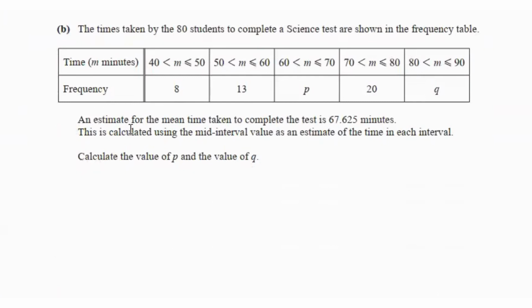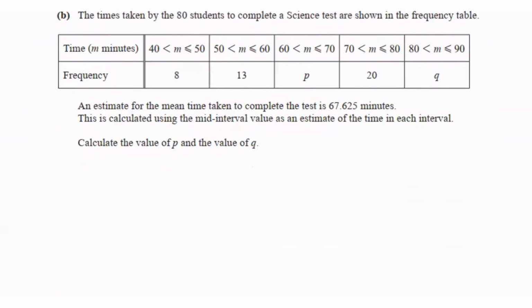Part B says the times taken by the 80 students to complete a science test are shown in the frequency table. An estimate for the mean time taken to complete the test is 67.625 minutes. This is calculated using the mid-interval value as an estimate of the time in each interval. Calculate the value of P and the value of Q.